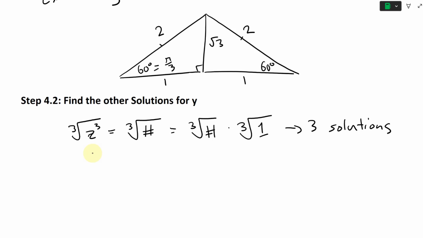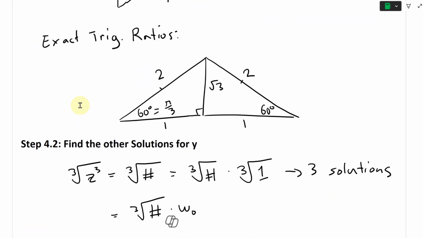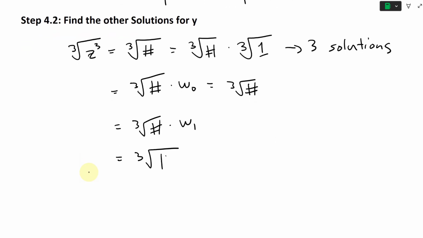And what ends up happening is we have this cube root of 1. So this equals the cube root of that big number times the first solution, W0, which is just 1. That's called the principal root, so W equals 1. And I'll just put this as the cube root of the big number by itself. That's one solution. The next one is going to be the cube root of the big number times the second solution, W1. And the next one is times the third cube root solution of unity, because you have 3 different solutions.